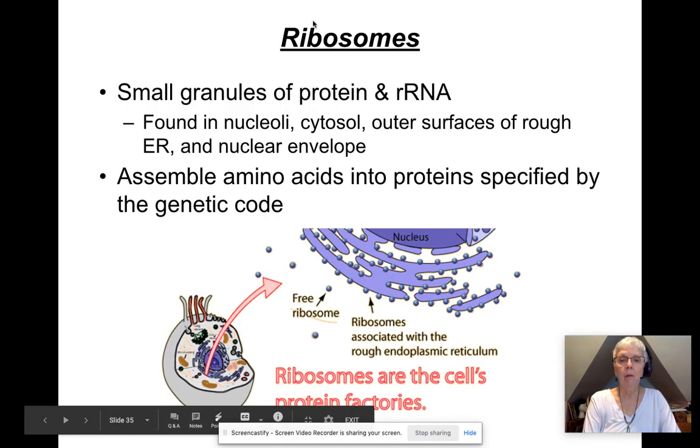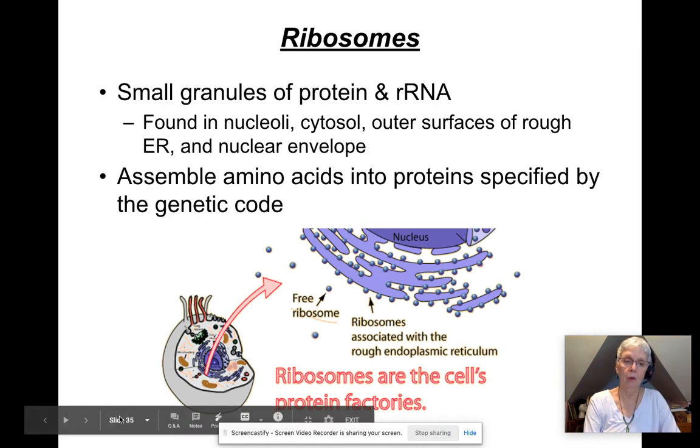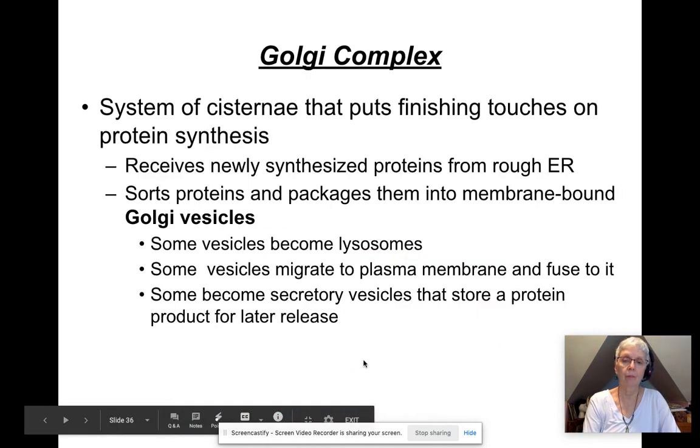Now, the ribosomes, which sit on the outside of the rough ER, can also be found in, remember, the nucleolus, and they assemble amino acids into proteins that are specified by our DNA or our genetic code. Proteins are important to make the cell function. That's what they're for. They're to make the cell function.